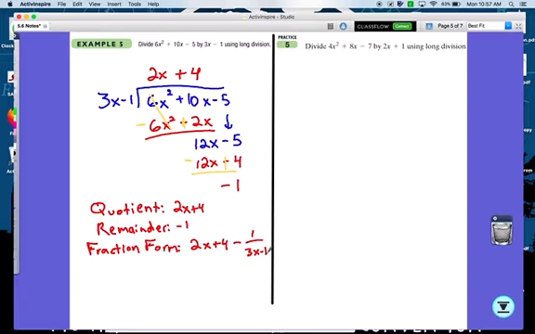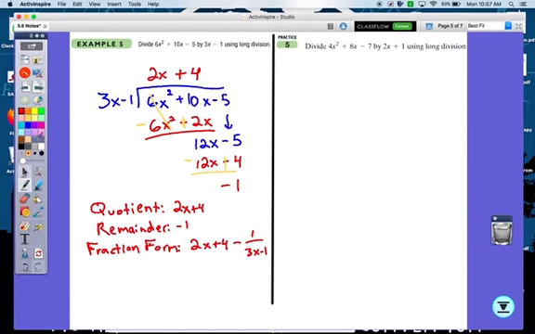All right, and to check these, a little bit more involved on your check, you can multiply the 3x minus 1 by the 2x plus 4, but then you also need to realize your remainder is the minus 1, so I'll put a minus 1 out here. Okay, so your quotient times your divisor, and then your remainder.